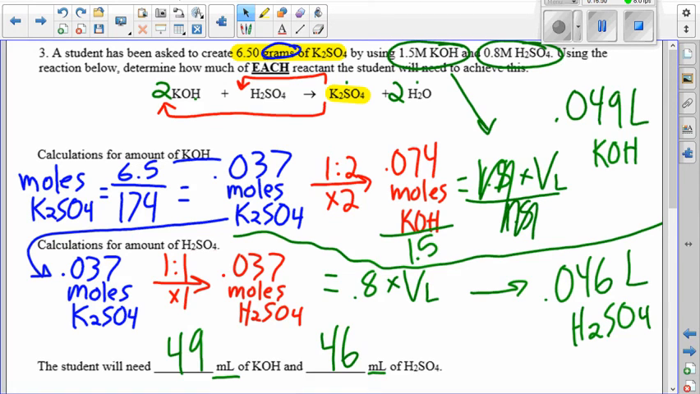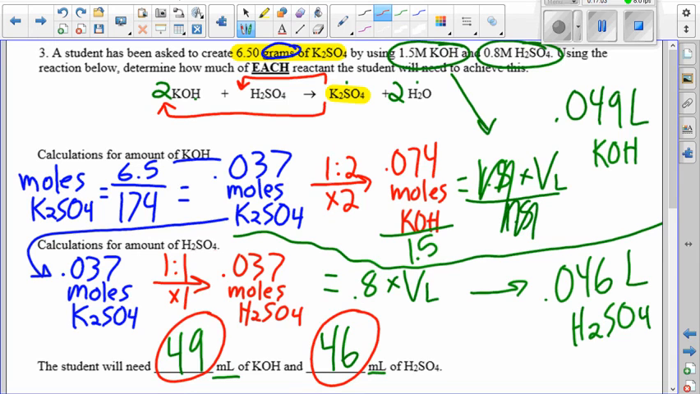In other words, to get 6.5 grams of K2SO4, I'm going to need to mix in 49 milliliters of KOH with 46 milliliters of the H2SO4. And if I do that, I should get the 6.5 grams of potassium sulfate, K2SO4, that Mr. Filter's asking me for.